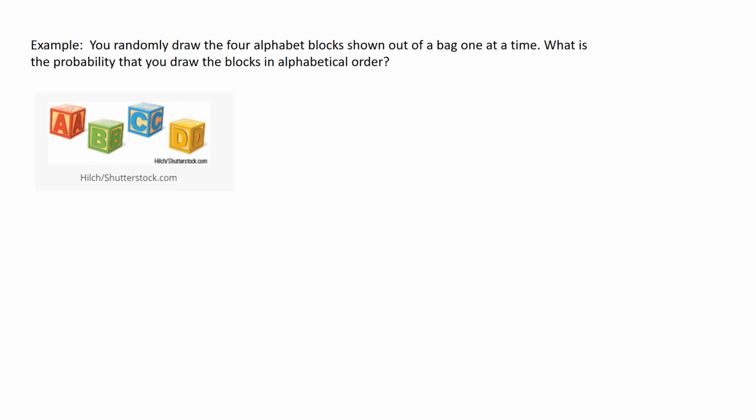So here's a set. Let's look at an example where we're drawing from the same set of objects. So we have these 4 alphabet blocks. Put them in a bag, and then you're going to draw one out and place it down. And then you're going to draw another one out, and so forth. So what is the probability that you draw the blocks in alphabetical order? There's only one way to get the blocks in alphabetical order, right? To get A, B, C, and then D.